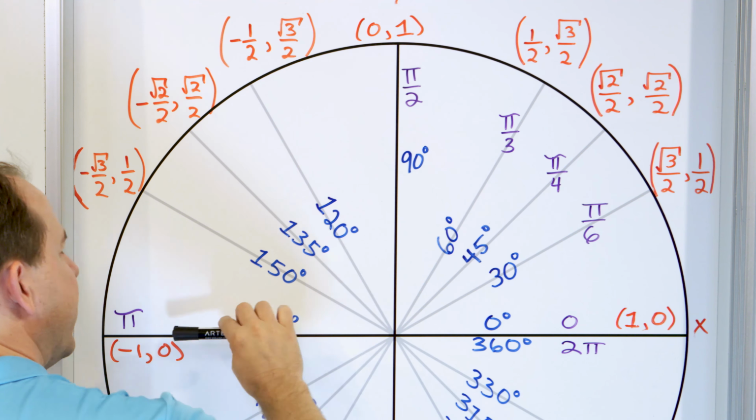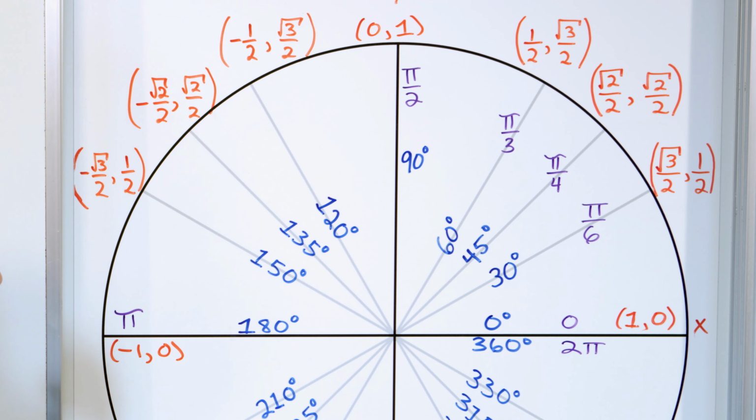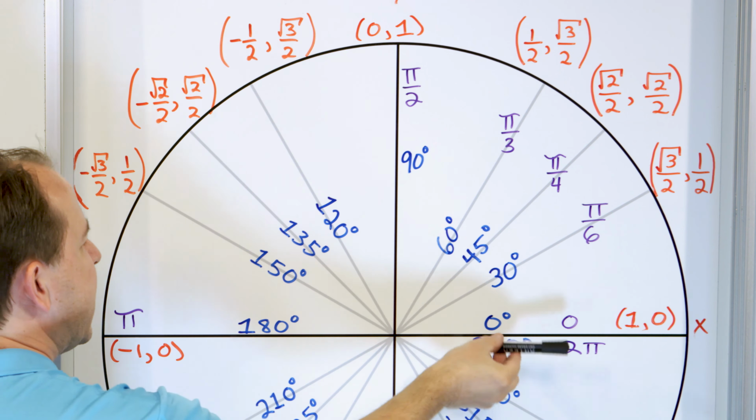Now we can take it a step further. If we know that this is pi radians halfway around the circle, if we cut it in half again, we're going to get this angle measure.